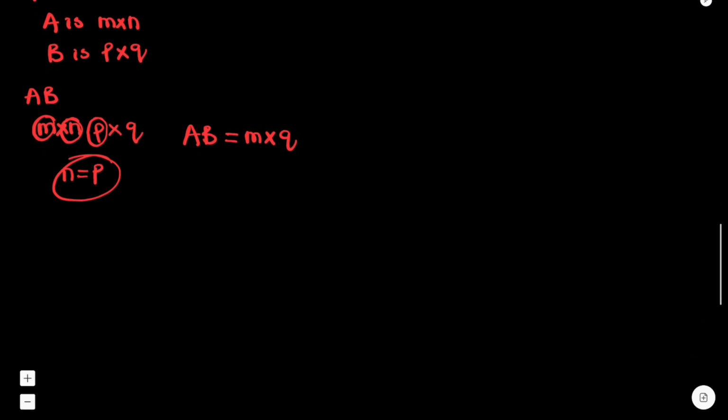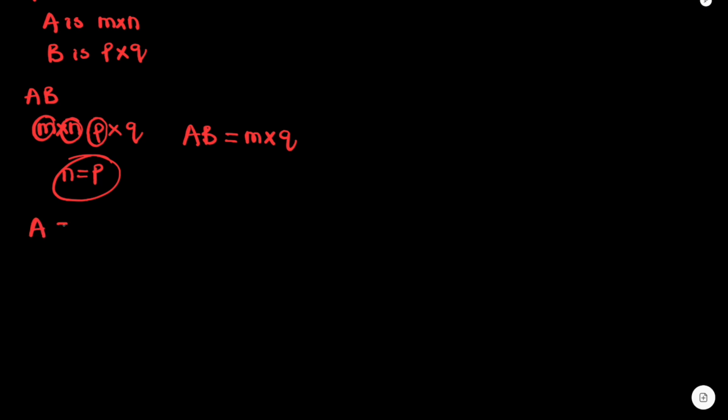So remember, for the product AB to be possible, the number of columns in the matrix A has to be equal to the number of rows in the matrix B. That is why here I said n must be equal to p for the matrices to be multiplied. Okay, so let us take an example.